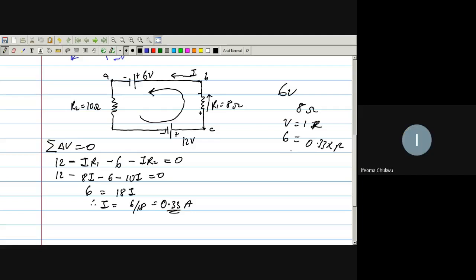6 divided by 0.33. That's 18. What is it? Got 18. Wait, I'm coming. Wait, let me take that again.